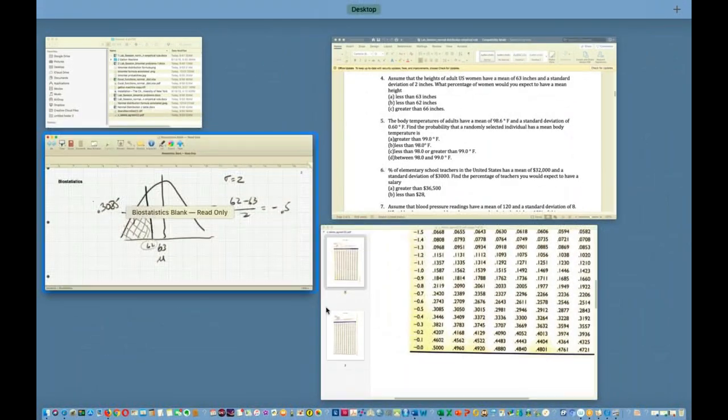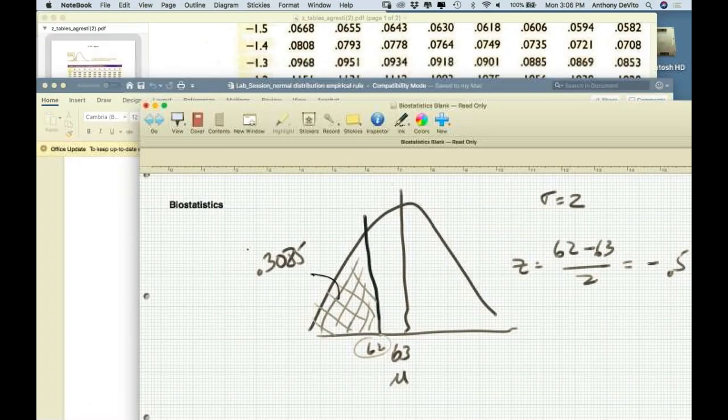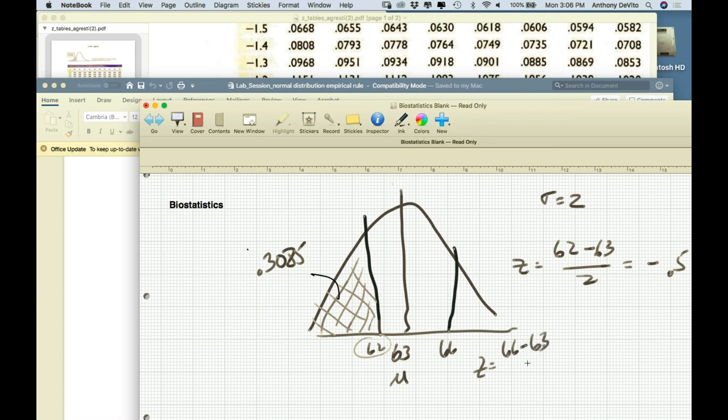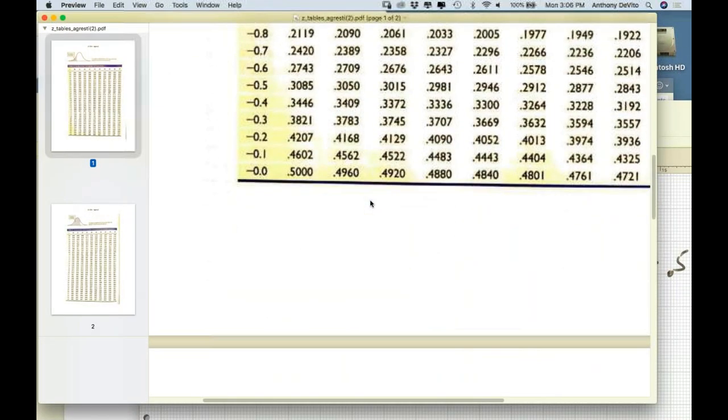Okay, what was the next question that we had there? Greater than 66 inches. Okay, that would be up here. So the z-score for 66 inches would be 66 minus 63, x minus the mean over the standard deviation of 2. That's a positive number this time, right? Which makes sense. That's 3 over 2, which is 1.5. So it's a standard deviation of 1.5. Let's go to plus 1.5 here.